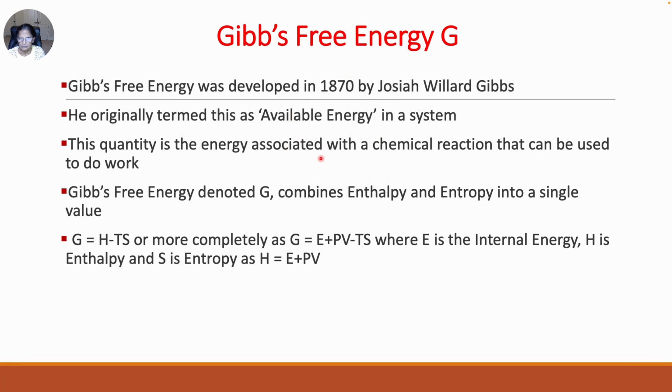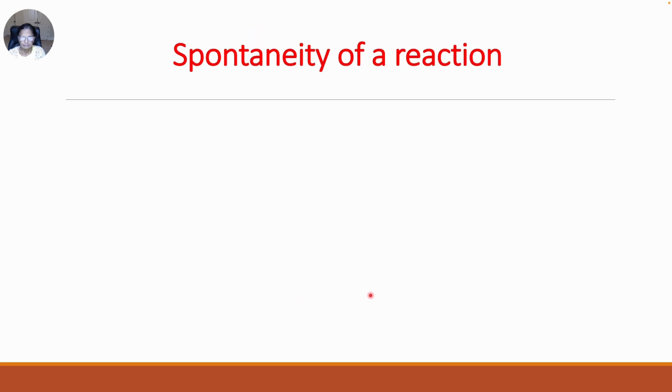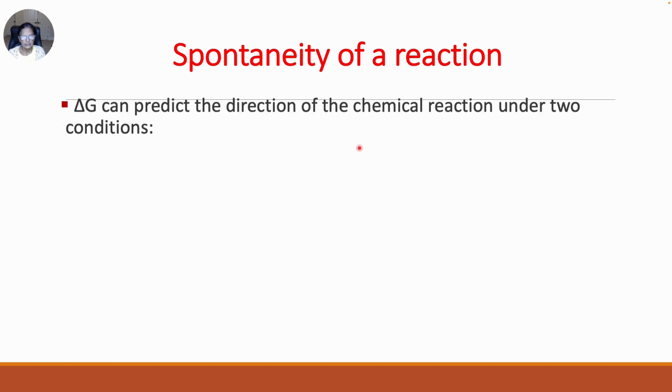G is equal to E plus PV minus TS, where E is the internal energy, H is the enthalpy and S is entropy, as H is equal to E plus PV. The change in free energy, that is delta G, where delta represents the change, is equal to delta H minus T delta S. Let's see what is spontaneity of a reaction in terms of delta G.